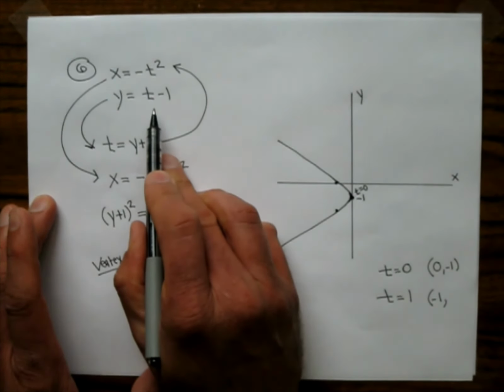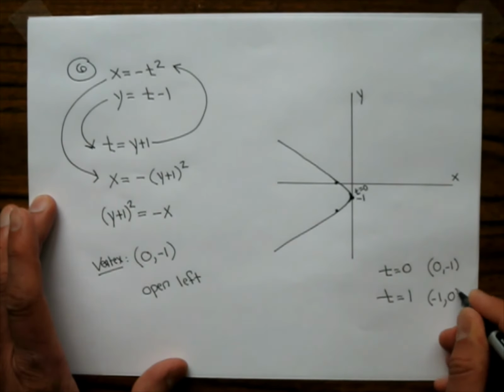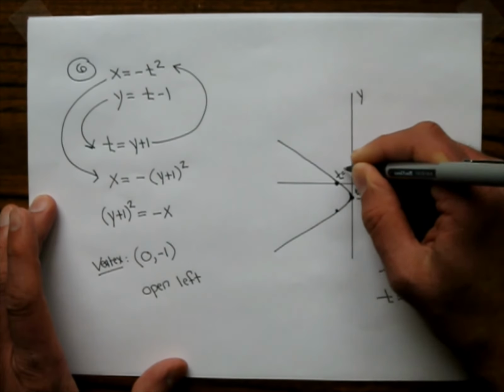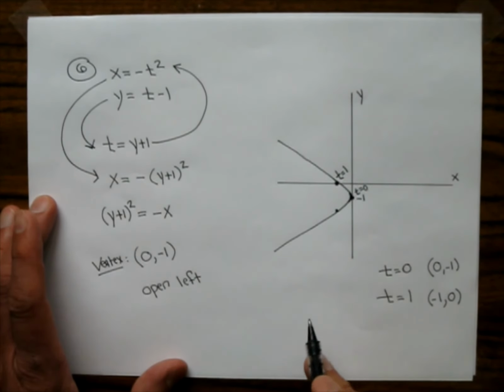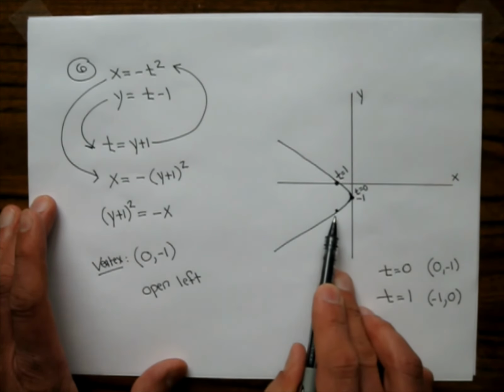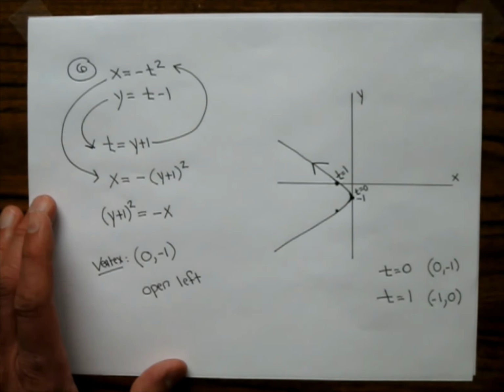And then this is going to be the important one, 1 minus 1, which is 0. So at t equals 1, the bug is right there. So the question is, which way is the bug going? The bug is going this way. And if you put t equals negative 1, you'd probably have that point right there. So the orientation on this is that way.